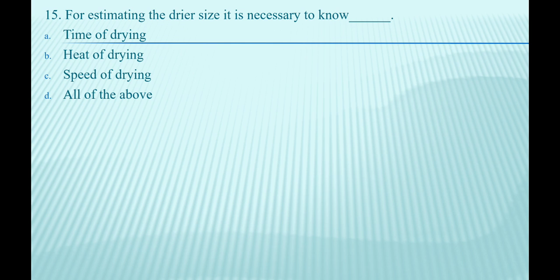Next question is, for estimating the dryer size, it is necessary to know dash. Option A, time of drying. B, heat of drying. C, speed of drying. D, all of the above. So the correct answer is B, that is heat of drying.